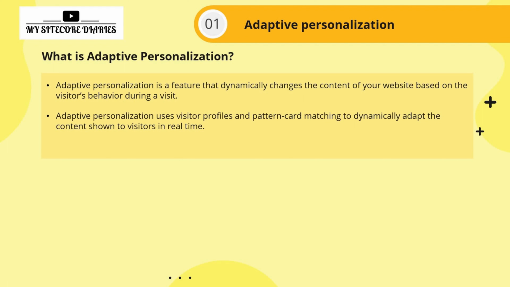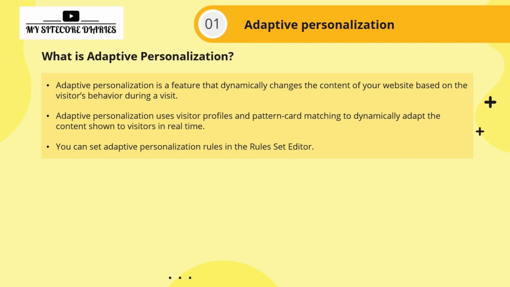Adaptive personalization uses visitor profiles and pattern card matching to dynamically adapt the content shown to the visitor in real time. So adaptive personalization uses the visitor profile. So what kind of a visitor is there? Depending on that and how he is behaving on the website, that is his pattern on the website. So depending on that, your content will get personalized.